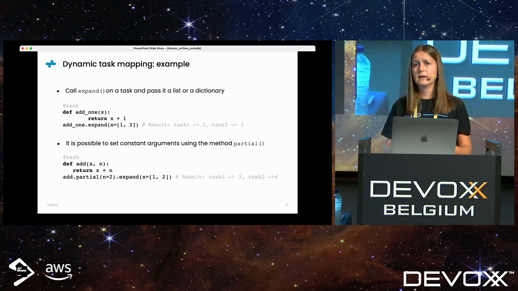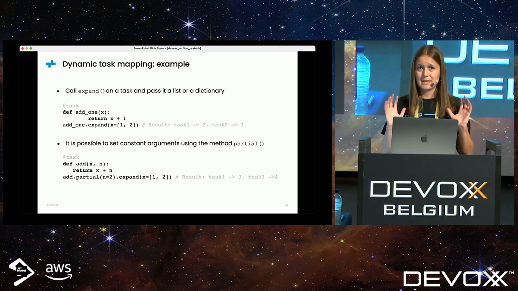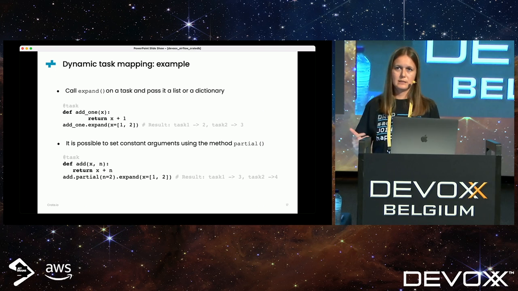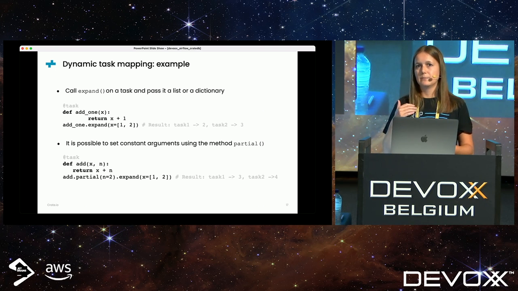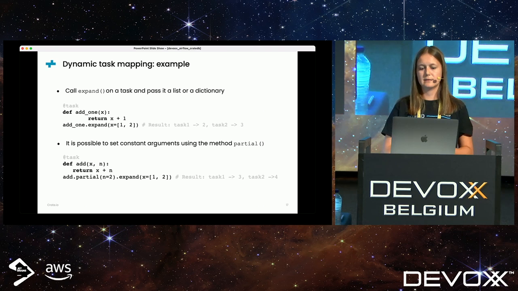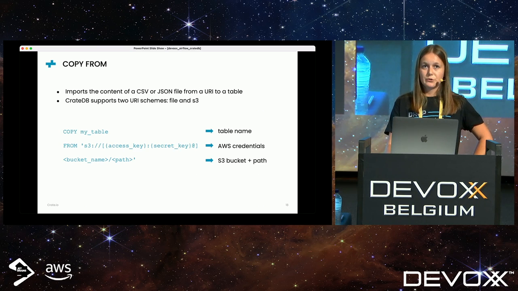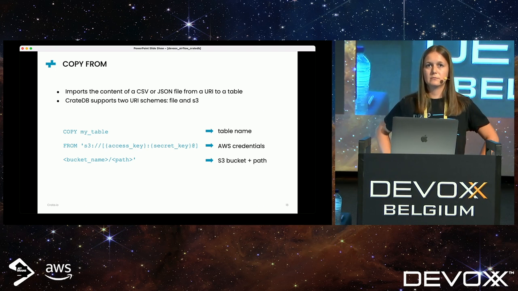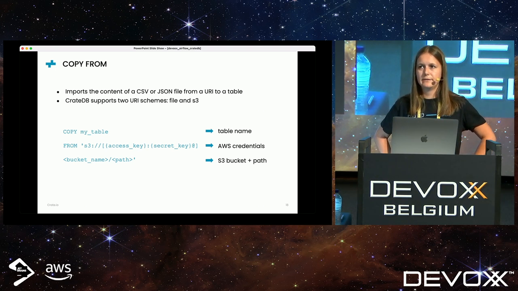So you don't need to think about how many task instances are needed when you have some dynamism that you need to handle. You just need to pass the results to the scheduler, and based on these results, it will create as many task instances as it requires. So before going to the demo, just one short thing about how you actually import data to CrateDB.